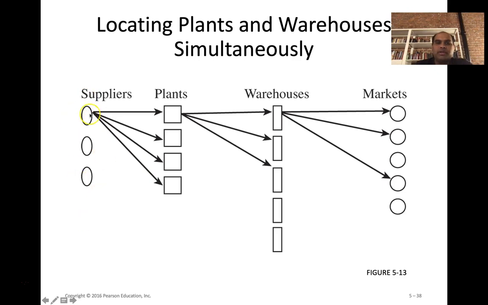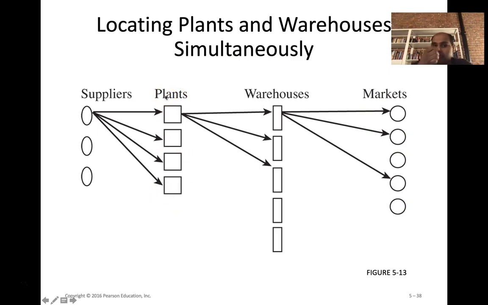You know who your suppliers are, you know where your market locations are. The decisions that you have to make are which manufacturing plants do you open, and which warehouse locations do you open. So you'll have all options for manufacturing plants, you'll have options for warehouse location. In the previous models that we did, we looked at the capacitated plant location model where materials went directly from the plants to the market locations and you were trying to figure out which plants to open.